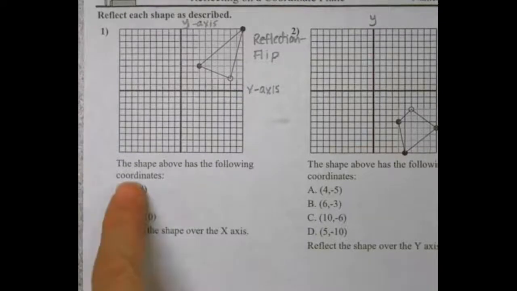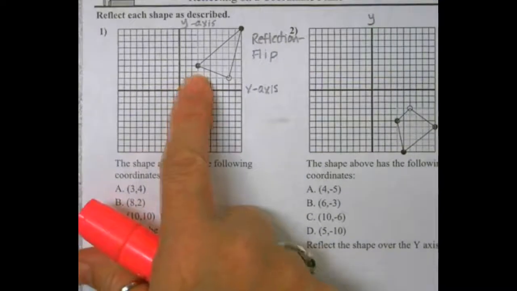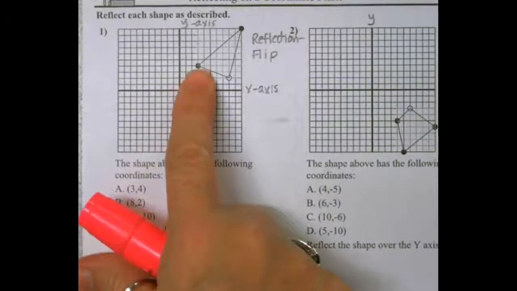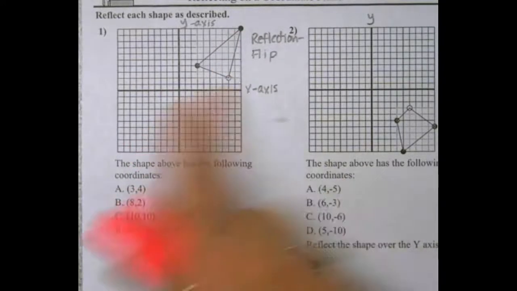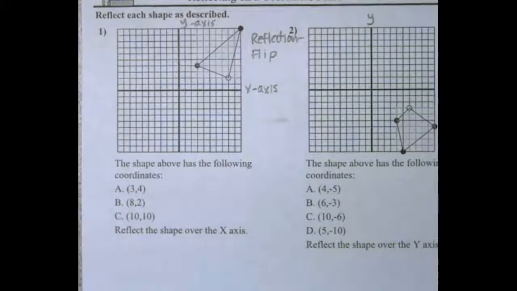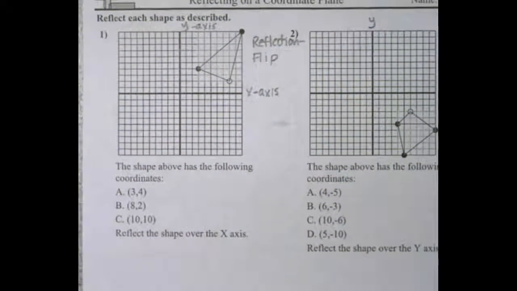Okay? So it says the shape above has the following coordinates. So it gives me the coordinates 3, 4, 8, 2, and then 10, 10. Okay, so this today, it's super easy because it already gives you the coordinates, right? So you don't have to actually write them down or figure anything out. For reflections, most of the time, you won't even need to do that anyway, okay? But we're going to follow the directions.